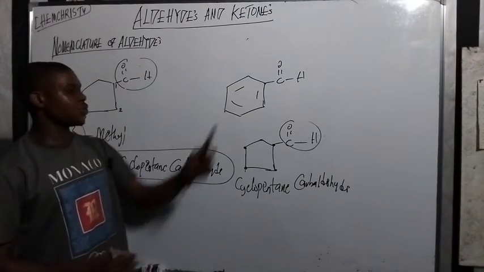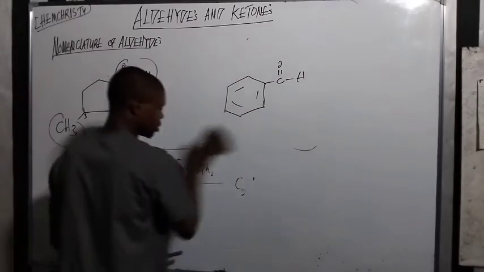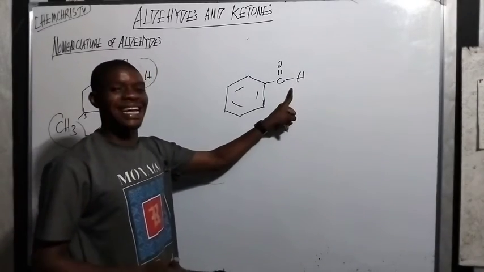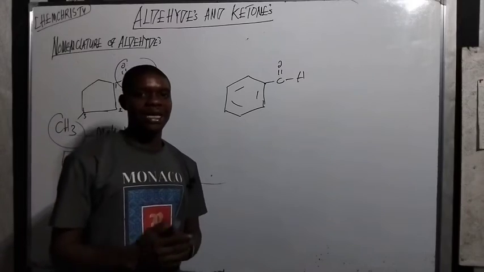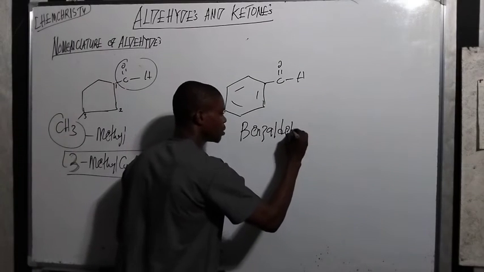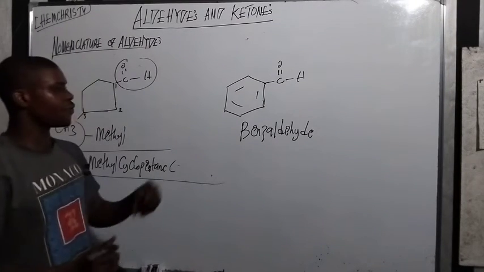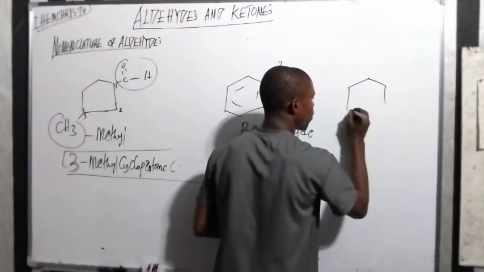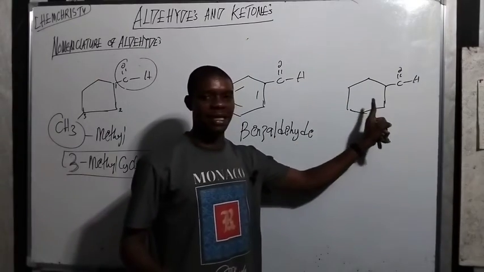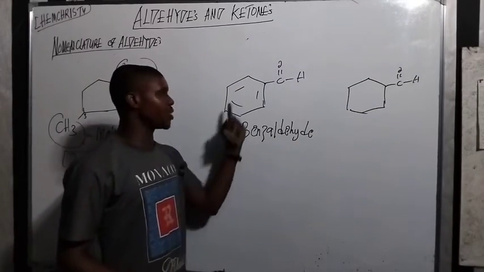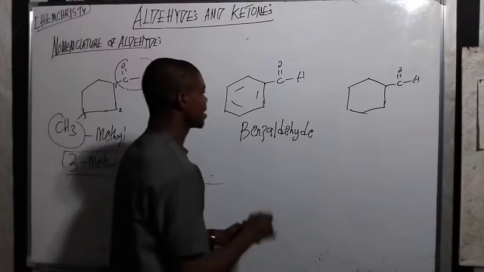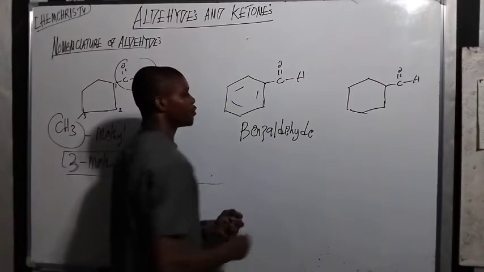Now, how do we name this one here, the one with the benzene ring? Whenever an aldehyde is directly attached to a benzene, it's called benzaldehyde. Very important. It's totally different from this one here, which is called cyclohexane carbaldehyde. Why is it called benzaldehyde? Please don't miss these two things, because students normally miss these two points. Benzaldehyde is a benzene with an aldehyde functional group.